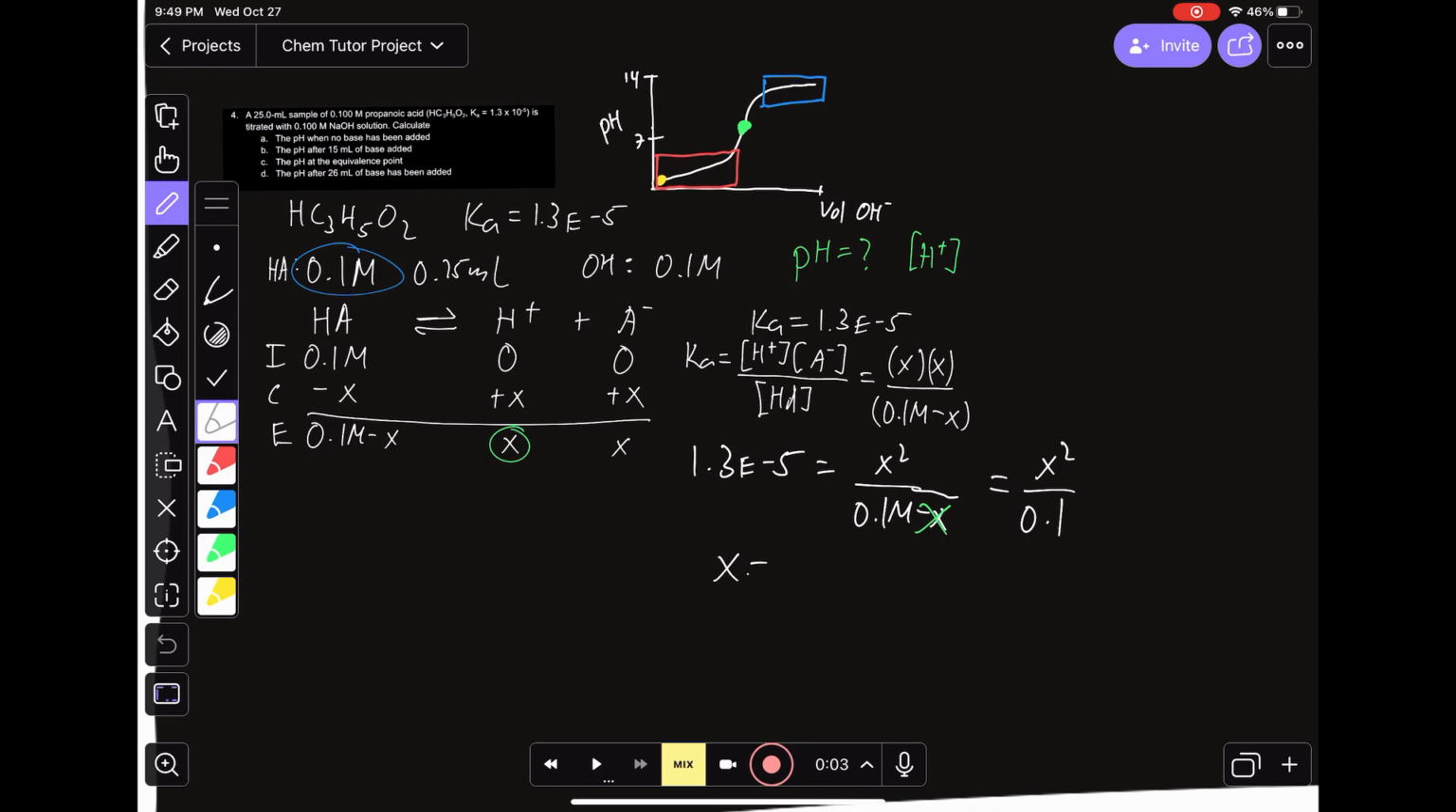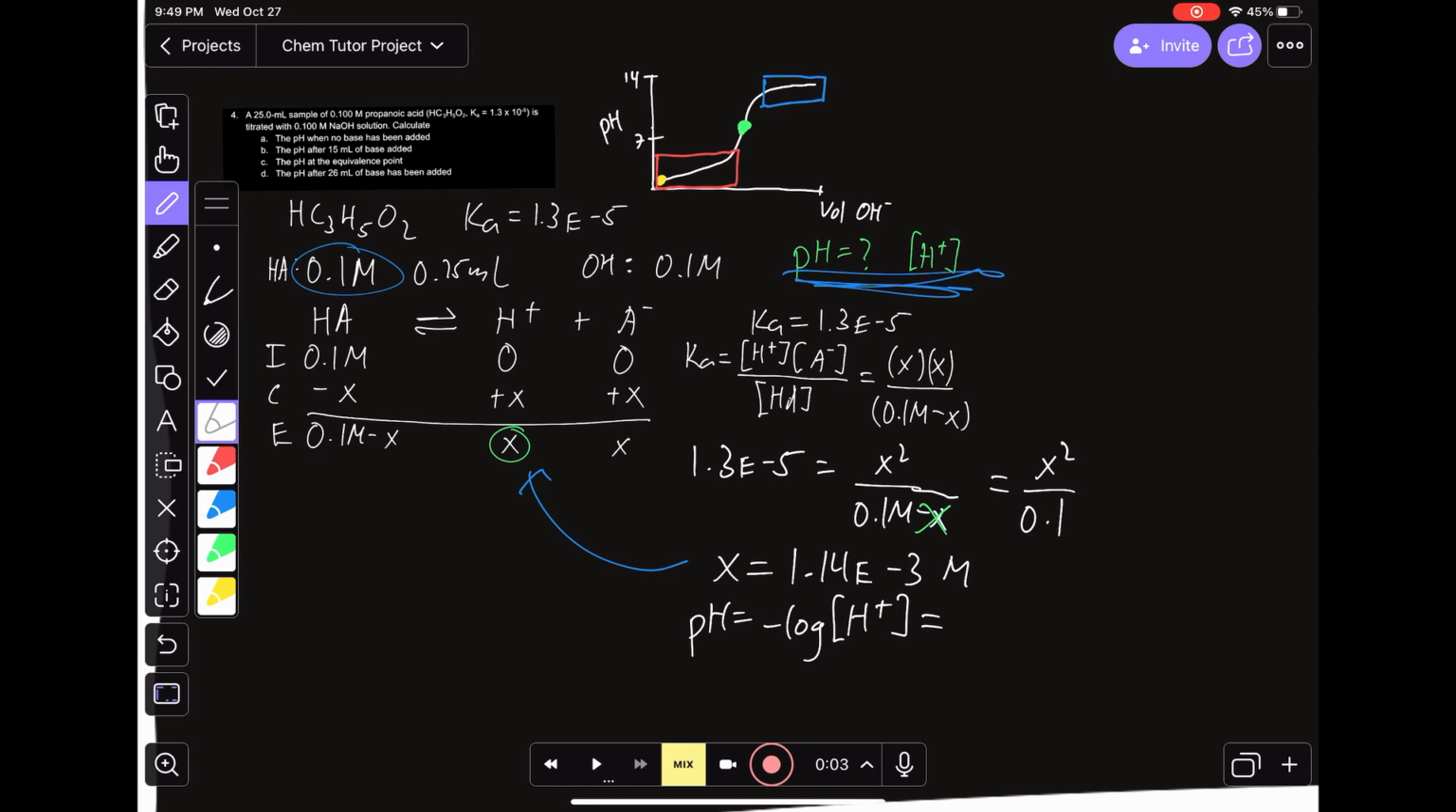Solving for X, we get that X is equal to 1.4 times 10 to the negative third molarity. Now, it looks like we're done, except remember, we're solving for pH right here. And X, as you can see here, is only the H plus concentration. So how do we get pH from H plus concentration? pH is equal to negative log of H plus concentration.